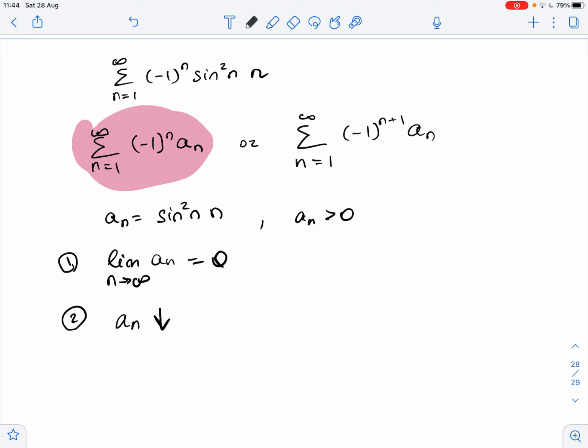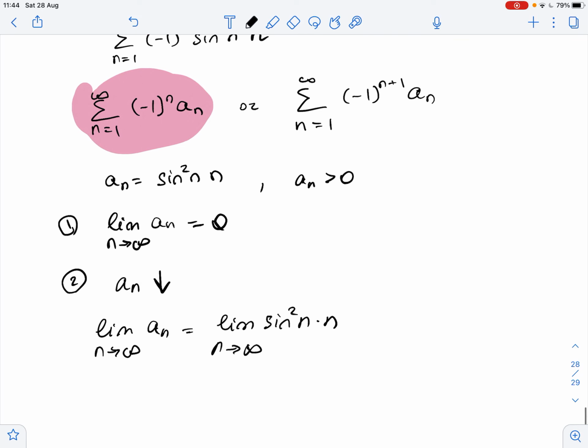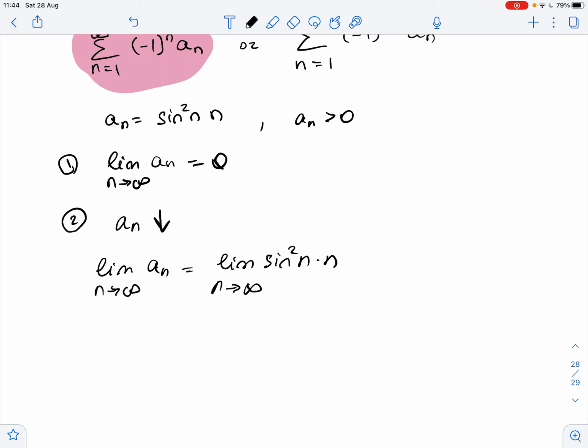So the limit of a_n as n approaches infinity equals the limit of sine squared of n times n as n approaches infinity. As you can see, this does not equal 0. This does not equal 0. So our first condition is not met, and that means that our series is not convergent.